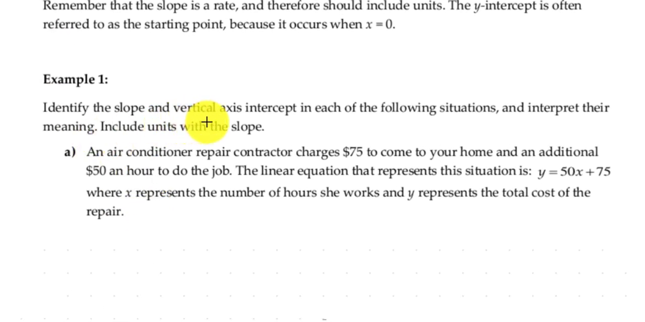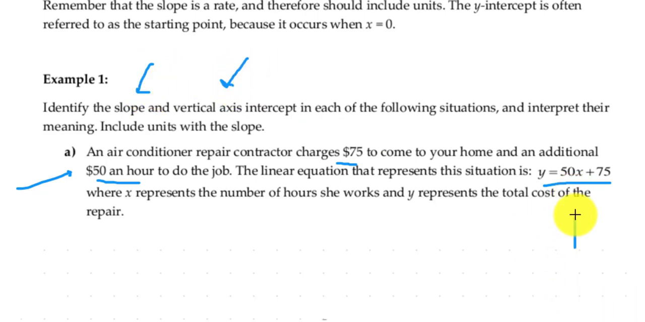It says identify the slope and vertical axis intercept in each of the following situations. Interpret the meaning, include units with slope. All right, so you have an air conditioner. They charge $75 to come to your home and an additional $50 per hour. And then we're given the linear equation that represents this scenario. X represents number of hours and Y represents the total cost. So we have to talk about the slope and the vertical intercept.